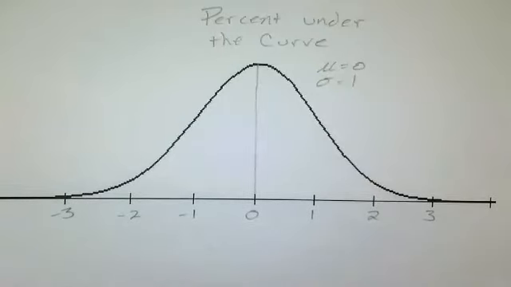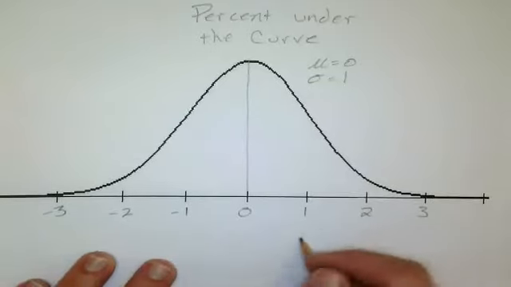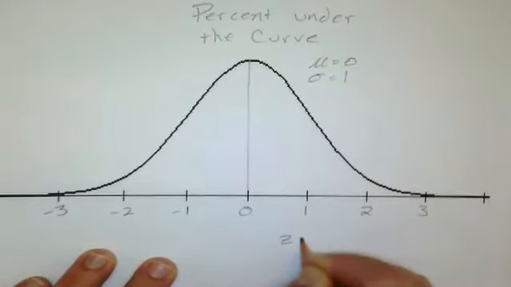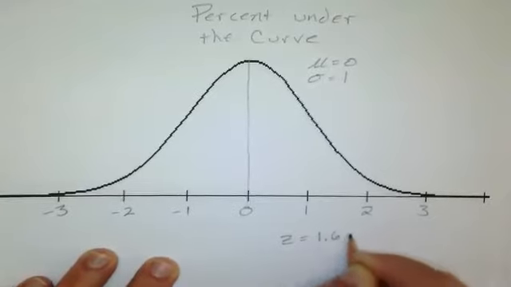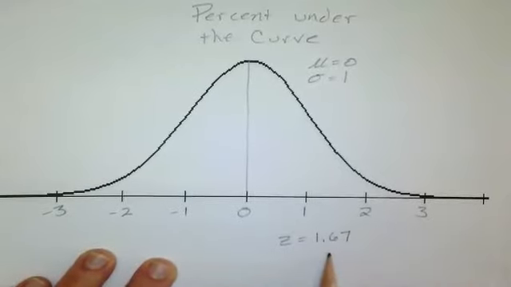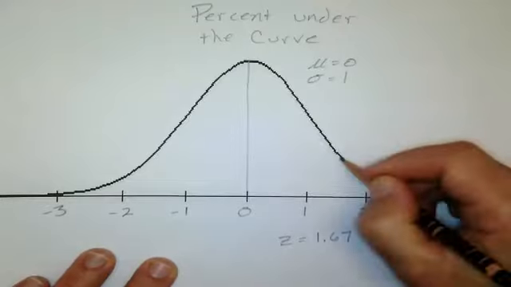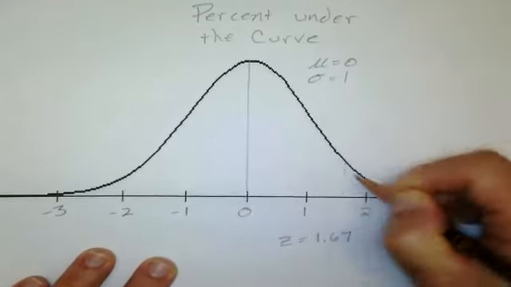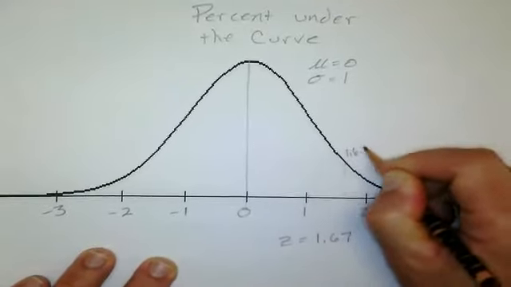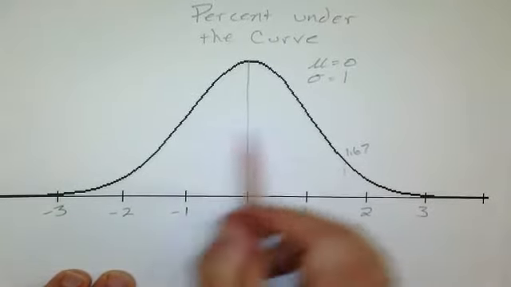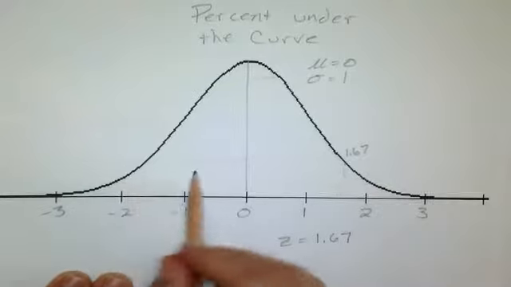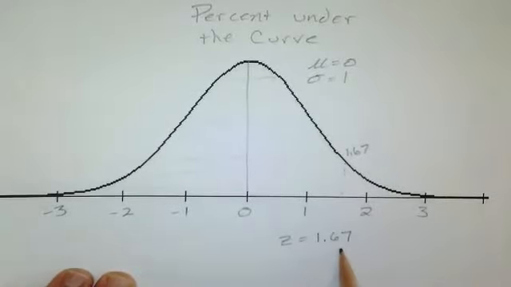is between, let's just pick a raw number, and I'm going to say I have a z-score of 1.67. So I have a z-score of 1.67. In other words, somewhere right around through here. And I want to know what percent of the graph is to the left of that. I want to know what percent of the graph is to the left of a z-score of 1.67.